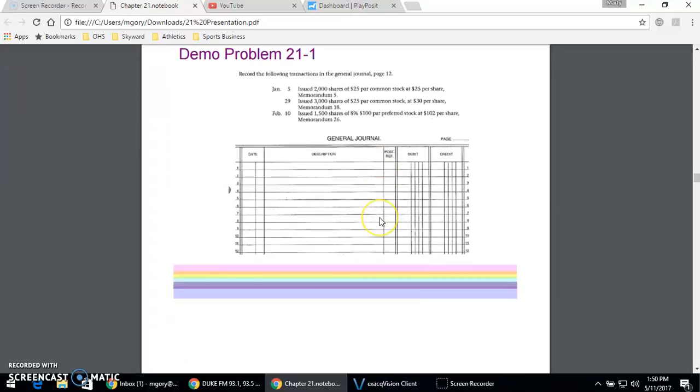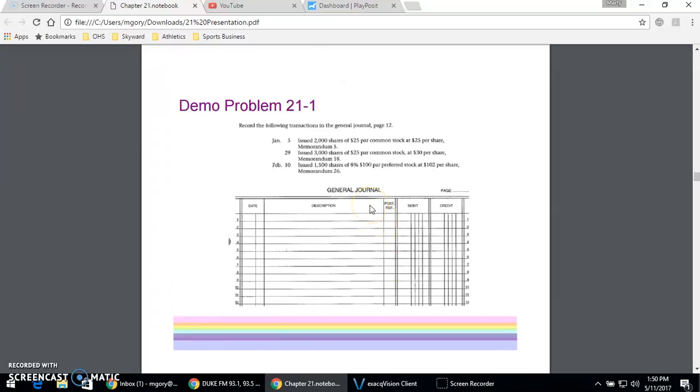All right, demo problem 21-1 is going to take us through 3 different transactions in the issuing of shares of common stock at par value, the issuing of shares of common stock in excess of par, and also the issuing of preferred stock at the value per share of the preferred stock. So those different transactions would be recorded in this particular problem. Go ahead and attempt that on your own. If you want to give it a try, great. If not, we will be going over this problem together next time we meet in class.